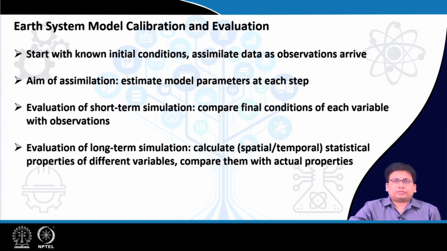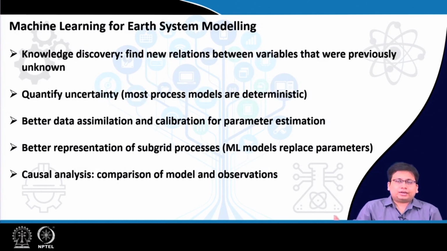So this way, we do a statistical comparison of the simulated variables versus the observed variables. Now, this is all about earth system modeling, but where does machine learning come in here? In other words, what can machine learning do to help this process of earth system modeling? There are many things it can do.